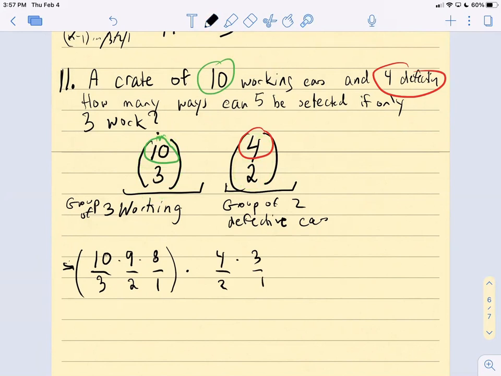Okay, the 3 and the 9 will simplify to a 3. The 2 and the 4 simplify. The 2 and the 8 simplify to a 4. So I get 120 over here. And then over here, these cancel to a 2, and I get 6. So it is 120 times 6, which is 720.